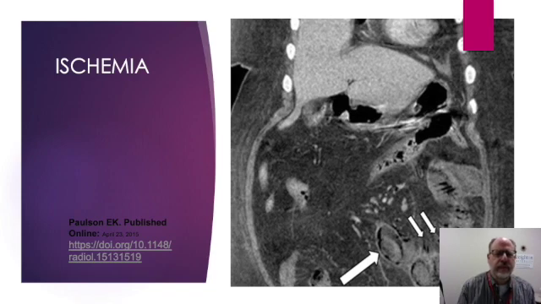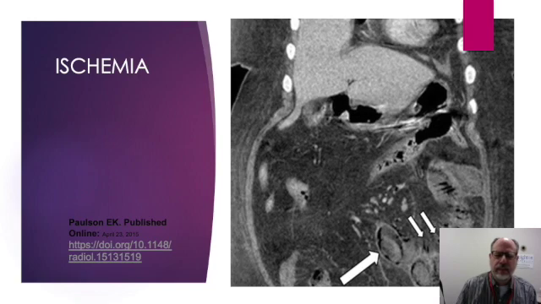And if ischemia becomes severe, you get breakdown of the mucosal surface, and you can get air into the wall of the bowel. These arrows indicate what is called pneumatosis, where gas from the lumen has escaped into the bowel wall and mesentery, and this is a finding suggesting bowel ischemia.